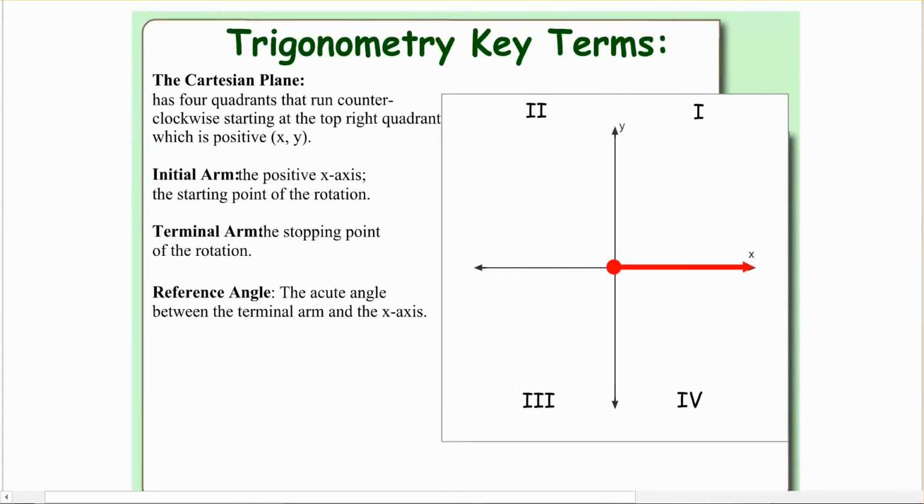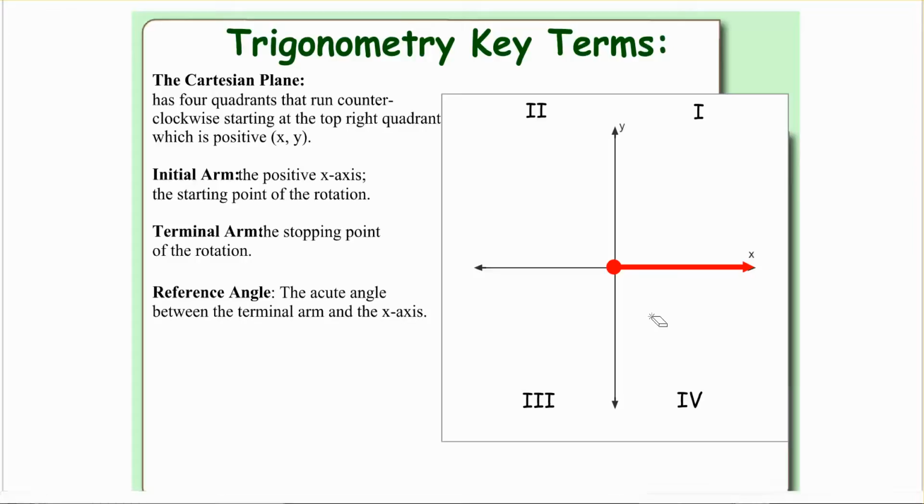Trigonometry key terms here. I also put this on my blog too, so you can make sure you know what I'm talking about when these things come up in the test or in any question. The Cartesian plane is this. As soon as I say the Cartesian plane, I just mean one of these grids you've seen probably a million times. It has 4 quadrants. You've dealt with these before. The only thing to remember is that it starts at quadrant 1 right here, this quadrant over here, and then goes counterclockwise.